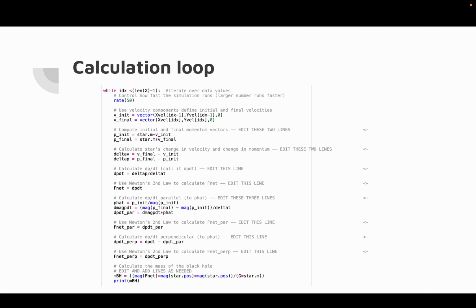Here's the calculation loop. For this, we inputted the formulas to find the parallel component of the force, as well as the perpendicular component of the force, in order to find the F net component of the orbit. And using all of these formulas in conjunction, we can determine the mass of the black hole using the universal gravitation formula.